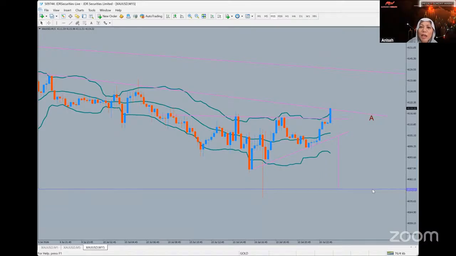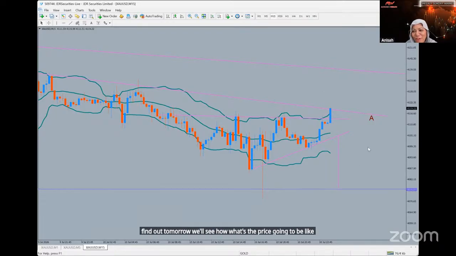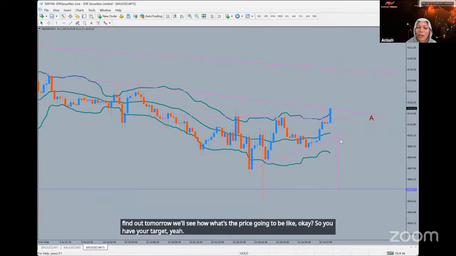So that is my outlook on gold. The shortest, the M15 time frame, tried to make a new high. So this could be the first signal of the intermediate trend reversing, but we will only find out tomorrow. We'll see what the price is going to be like. So you have your target, either it's upward or it's going to continue the downtrend.